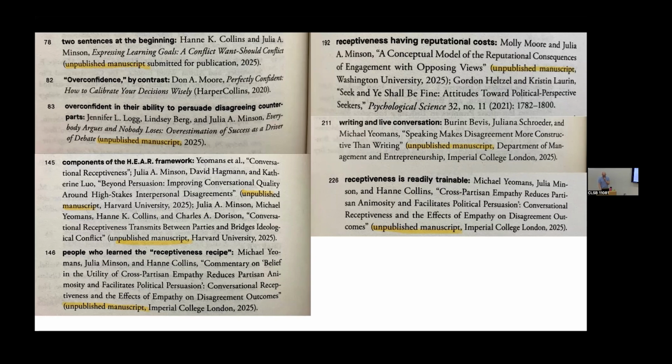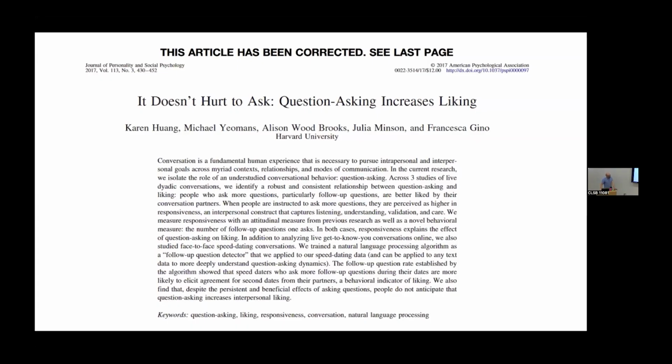Also, I'm focused on peer-reviewed academic journal articles. Here is an example of a peer-reviewed academic journal article. This was published in 2017. It's called "It Doesn't Hurt to Ask: Question-Asking Increases Liking." Just to give you a summary of the conclusions of this study, basically they were testing whether asking more questions starts to annoy people. Based on this study, it does not. Essentially, asking more questions is just better.